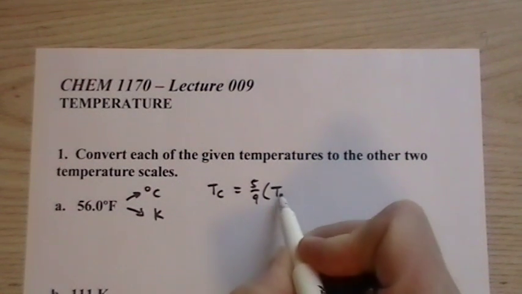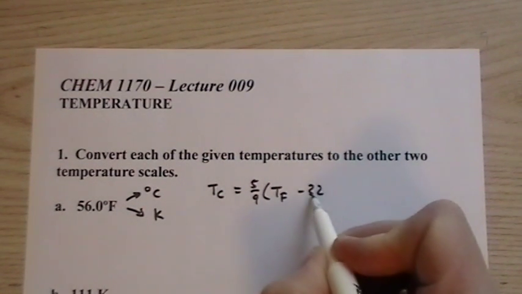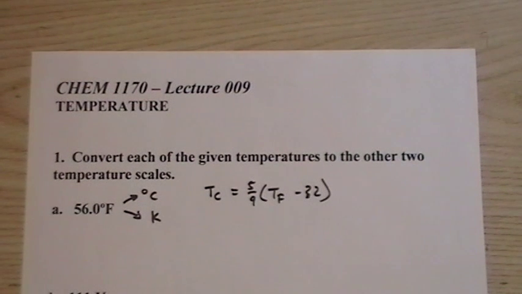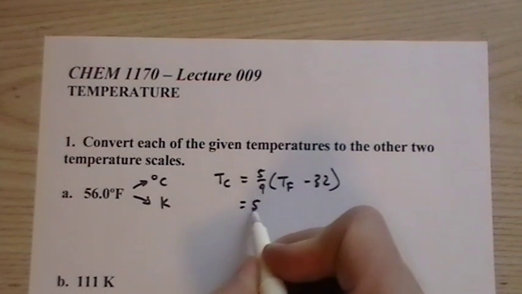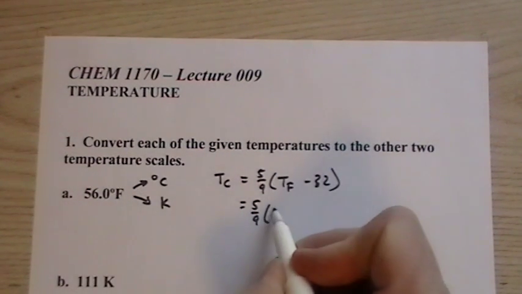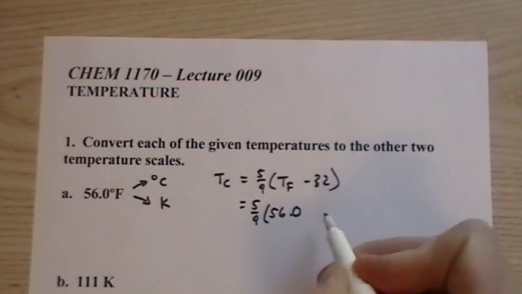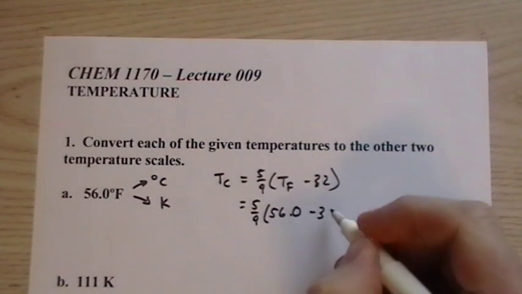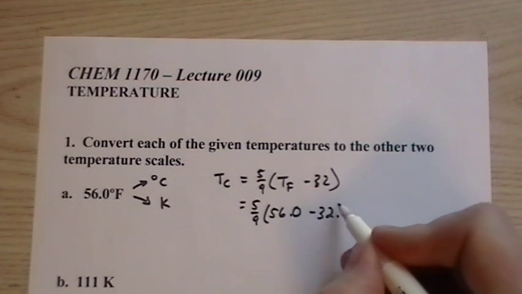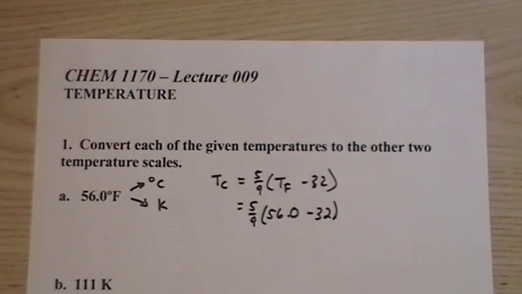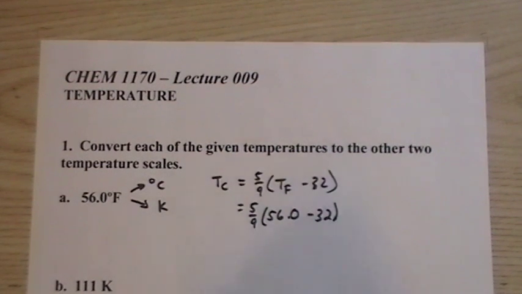Now, it may be pointed out that you should have the units of measure in here to show them cancel, but we can just go with the magnitudes and then add the units in later. So we have 5/9 times 56 minus 32, and 32 is exact, so we can go out as many decimal places as we need there. 5 and 9 are exact, so we have 56 minus 32.